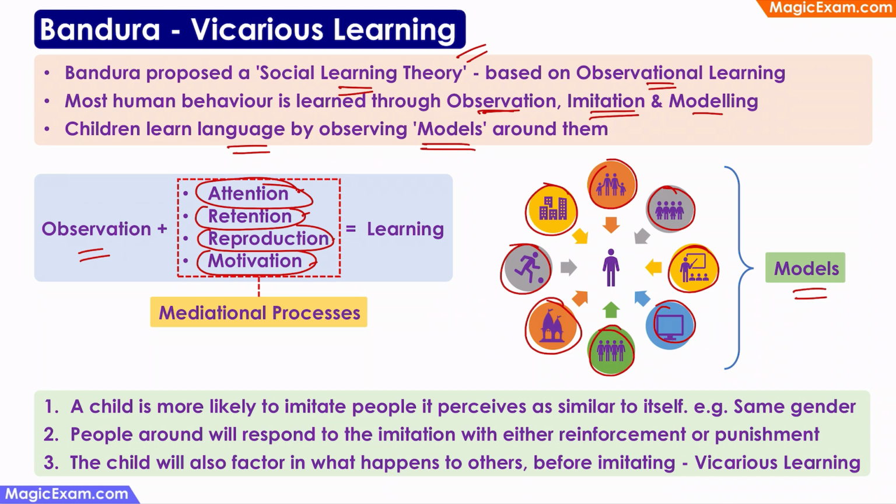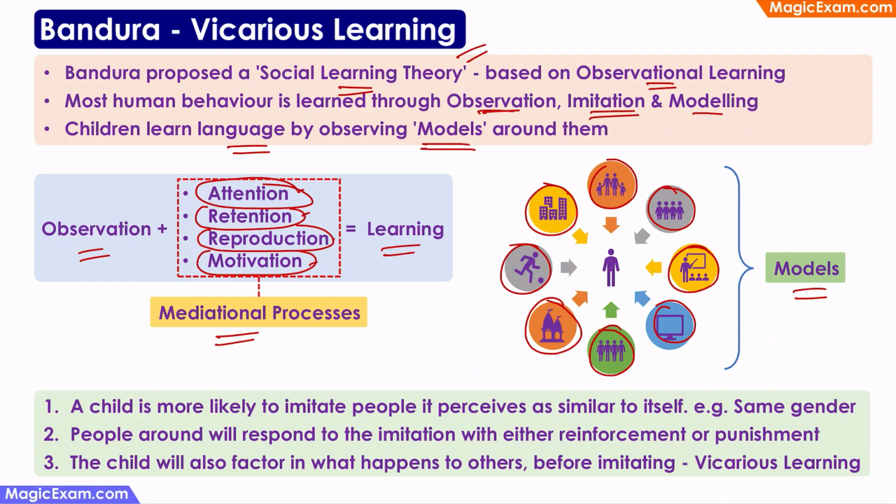The motivation can be positive or negative. For example, if the child does well, he will get a reward from his parents and from the teacher. So that is positive motivation. If the child does not do well, he might get punished by the teacher or by the parents. So that is negative reinforcement or negative motivation. So this way, observation, when combined with all these mediational processes, leads to learning.